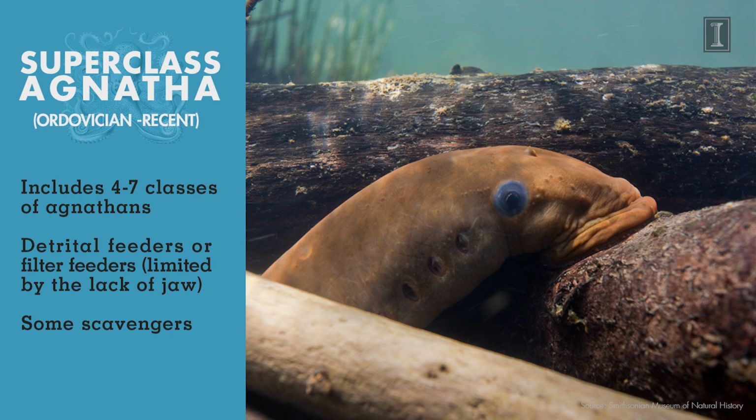So jawless fish arose in the Ordovician, and they still persist today in the recent. There's between 4 and 7 classes depending on taxonomy. That gets a little dicey with your taxonomical hierarchies there, but there's between 4 and 7 classes of agnathans. So these are filter feeders primarily, or detrital feeders.